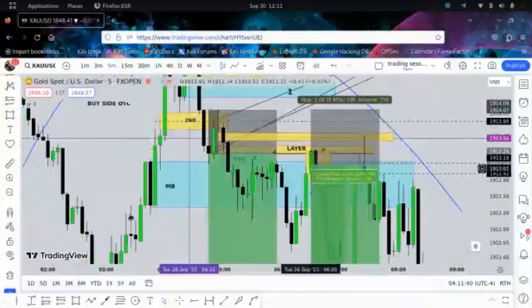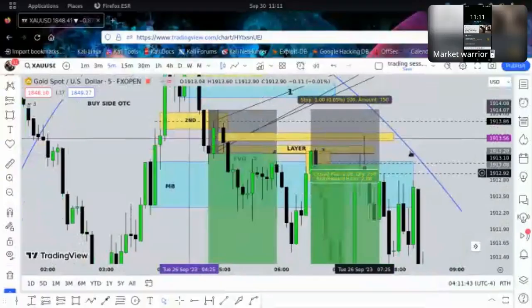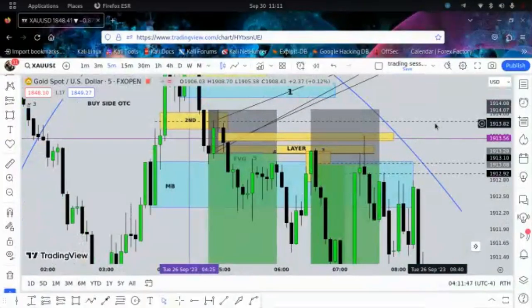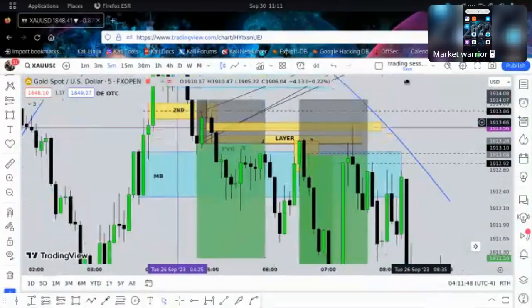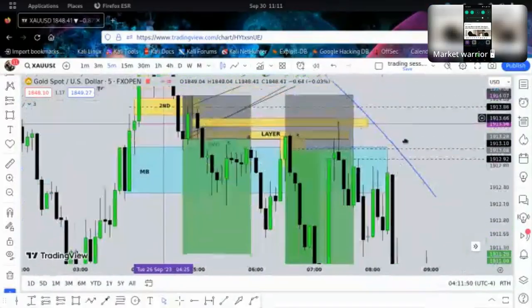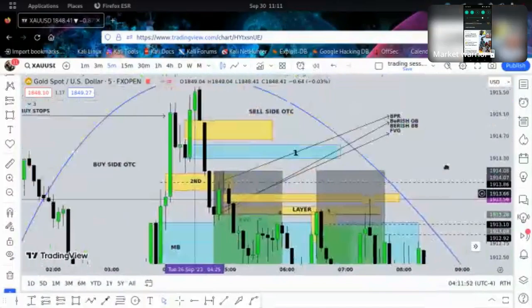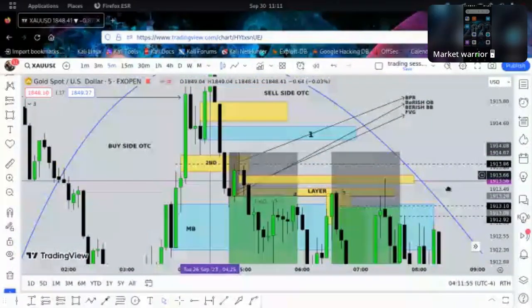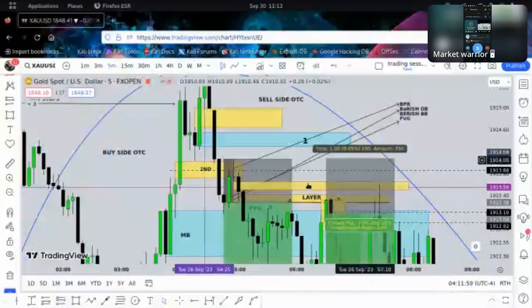So now our mitigation block has also tapped us inside this market. Then we'll continue trading lower. You can see how all these opportunities are gotten on a single time frame. It's all on the 5 minutes.